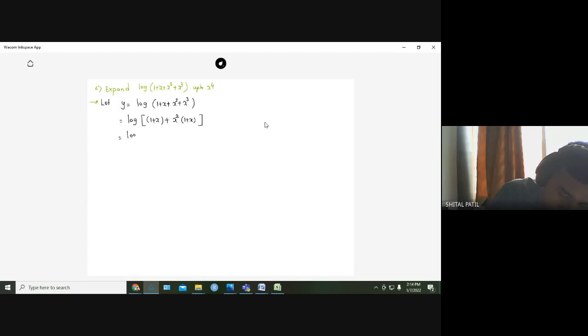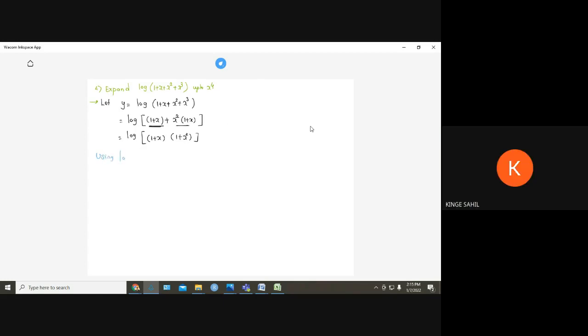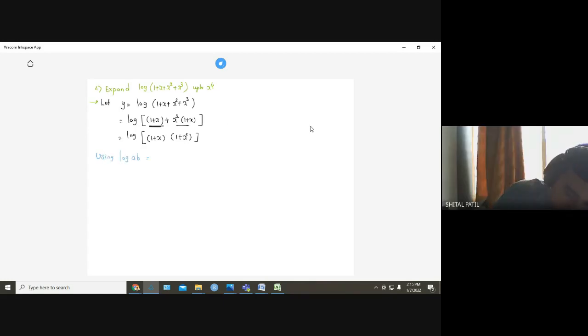This is the first term and this is the second term. From the first and second term, we can take 1 plus x common. Then 1 plus x square will remain. Hope everyone remembers this formula: log of A into B is log A plus log B. So let me use this formula. It will be log of 1 plus x plus log of 1 plus x square.